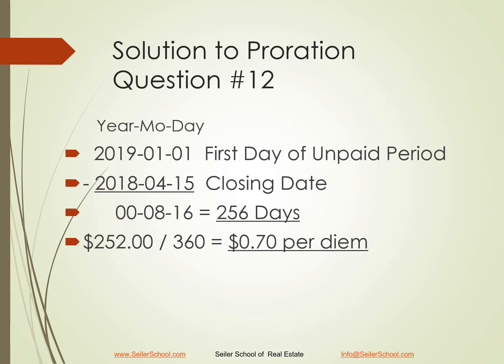$252 divided by 360 days in our proration year. We end up with 70 cents per diem. 70 cents times 256 days, $179.20. Selection B, if you will.